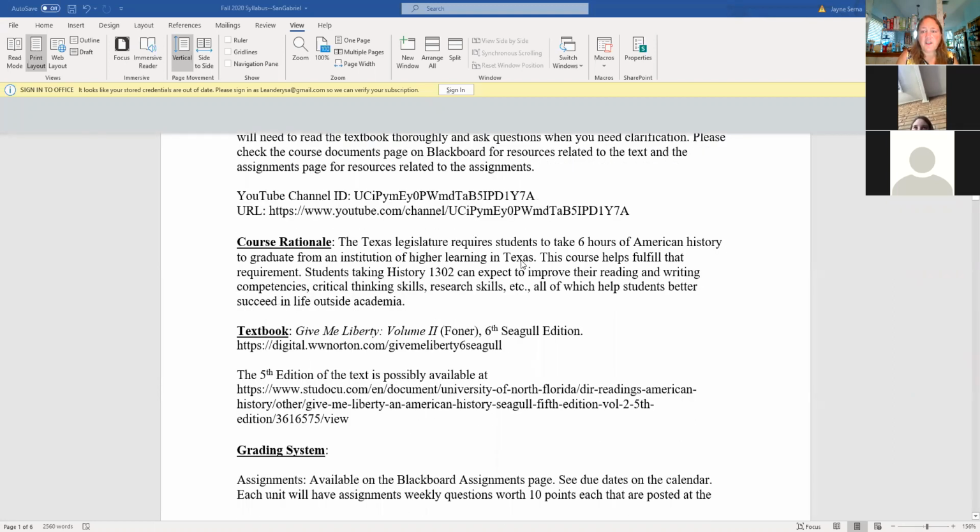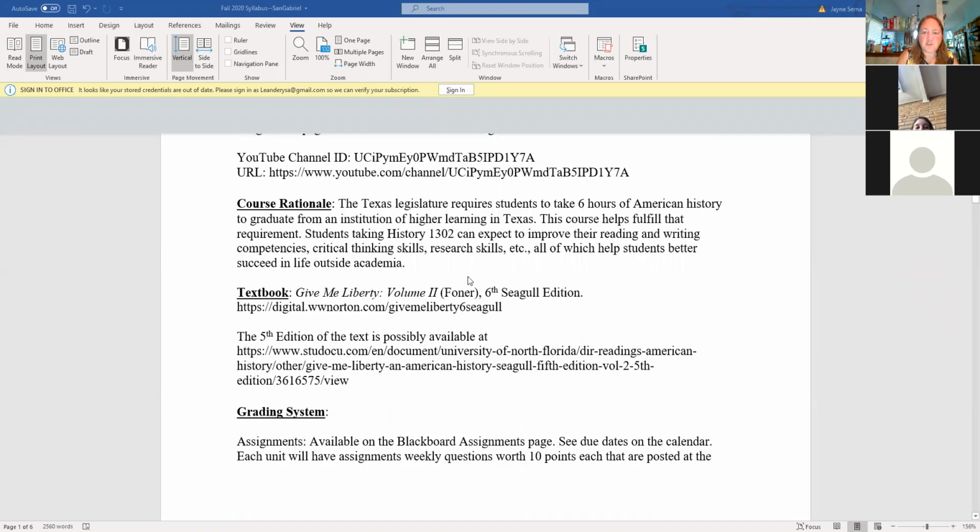You're taking this because you have to take U.S. history, 6 hours. The 1301 is pre-Civil War. This is post-Civil War. U.S. history is hugely important, so hopefully you'll enjoy it.